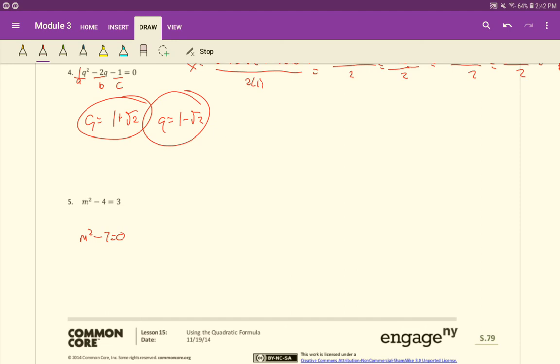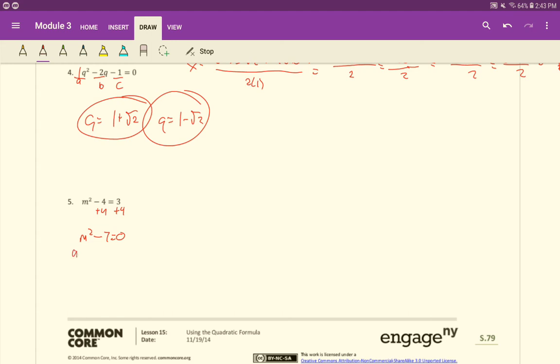Okay, now we're making this way more complicated using the quadratic formula. A much faster way to solve this would be using the square root. We'd add 7 to both sides, we'd have m squared equals 7, and we take the square root. But the directions ask us to use the quadratic formula, so let's do that.